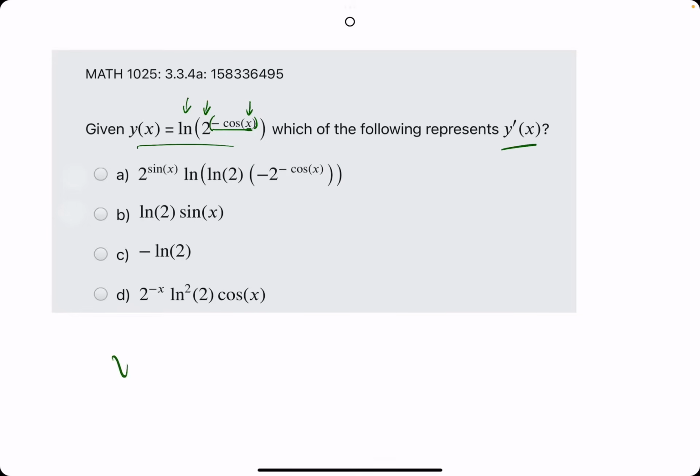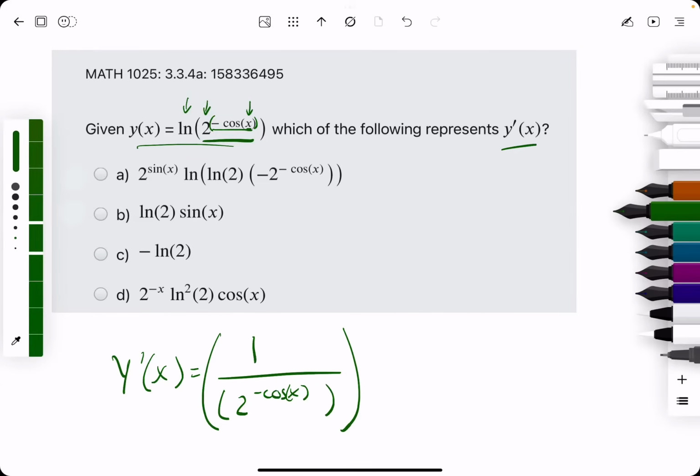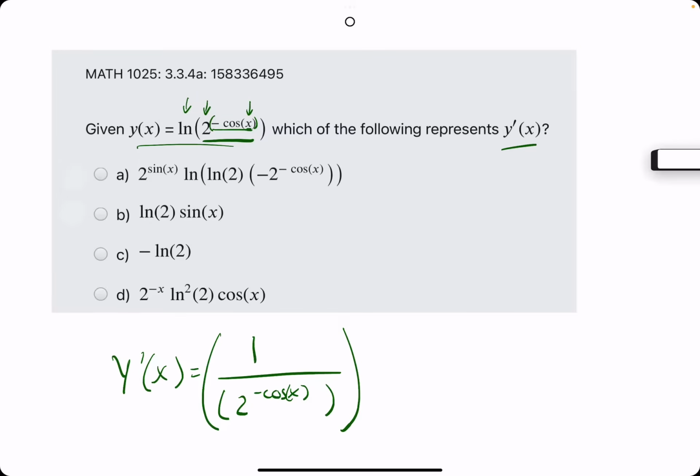So starting with our outermost layer, the natural log has a derivative. Natural log of something has a derivative of 1 over that same something. So we should have 1 over 2 to the negative cosine of x. That is the derivative of the natural log piece.